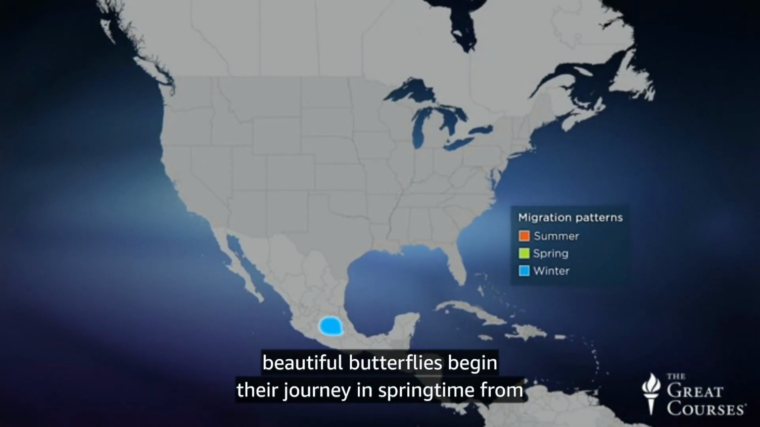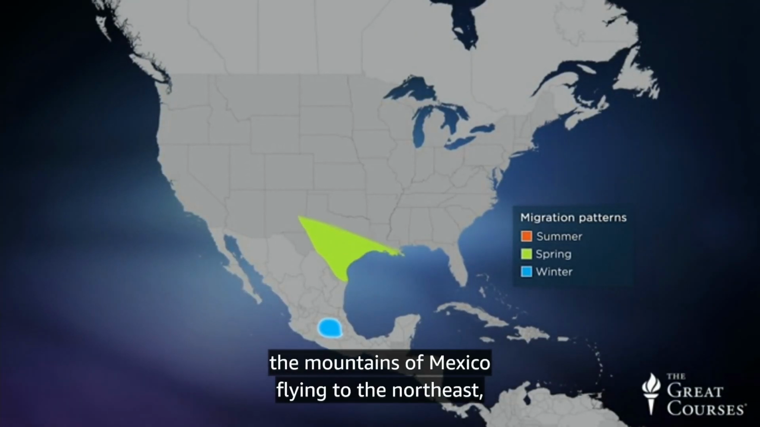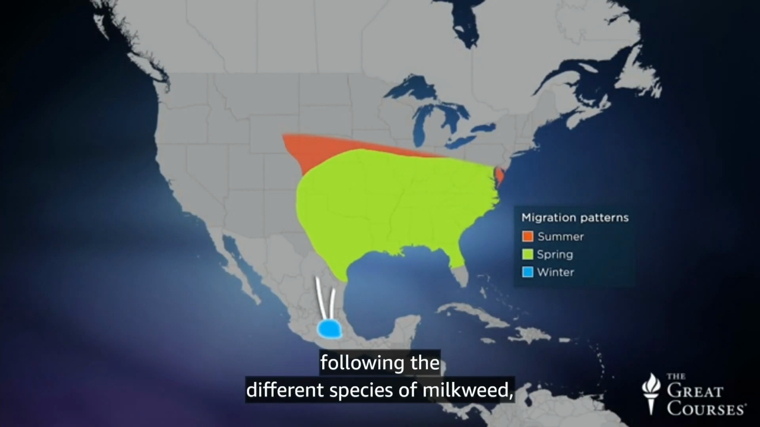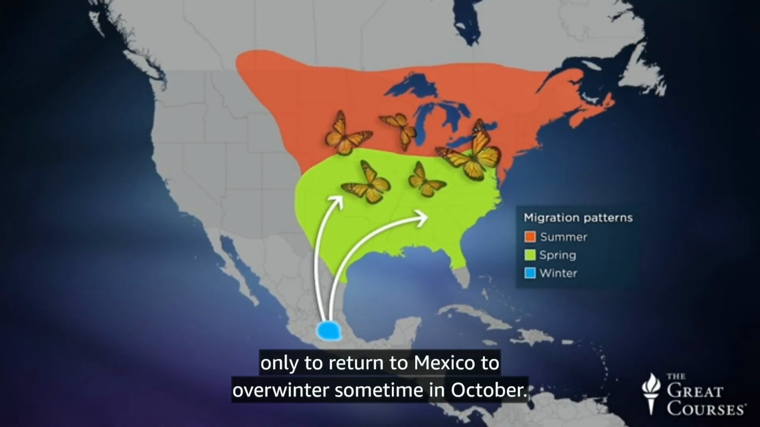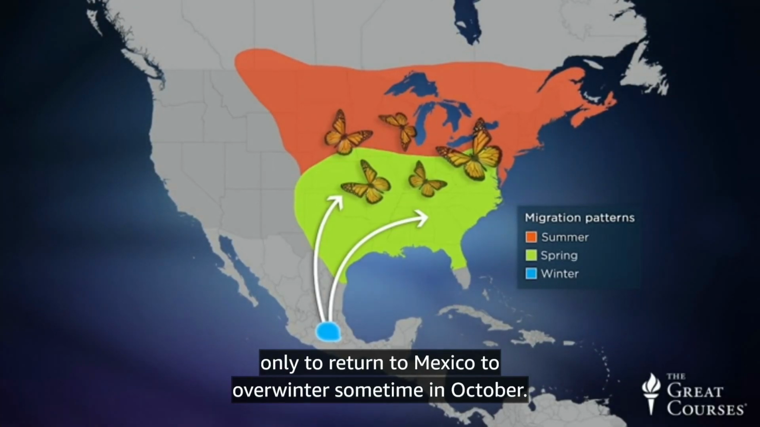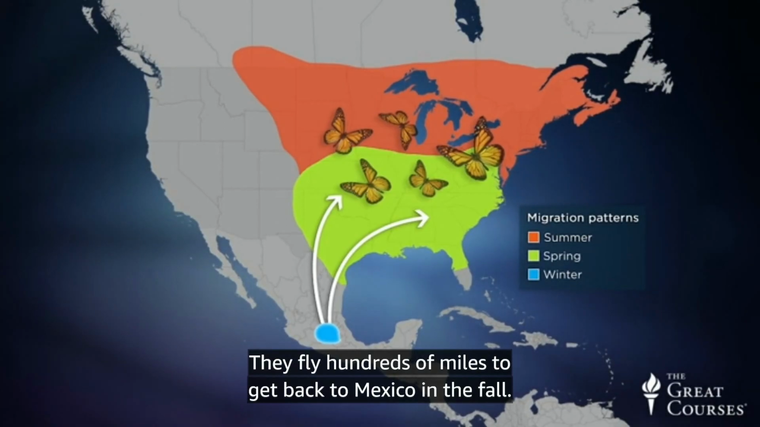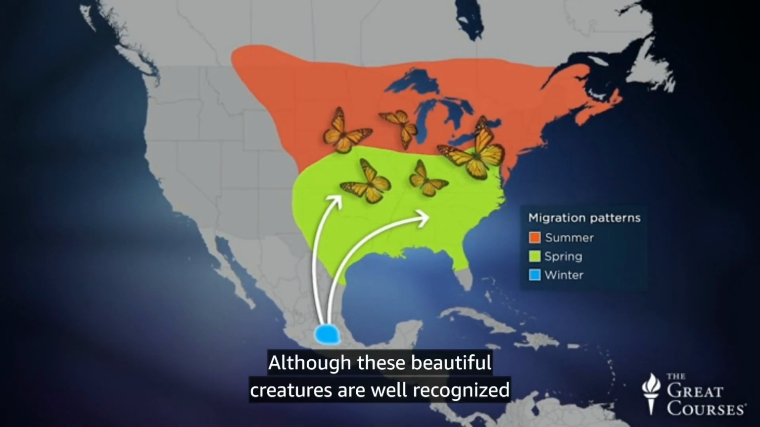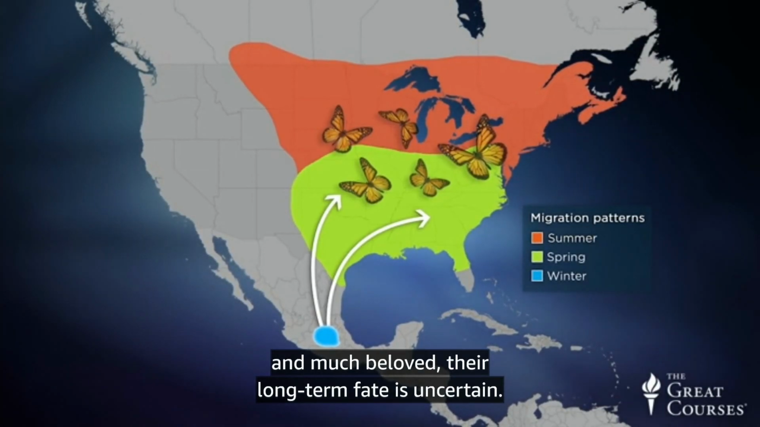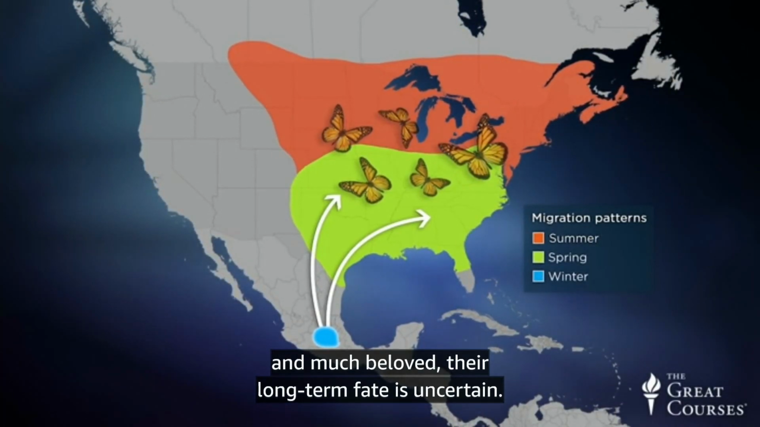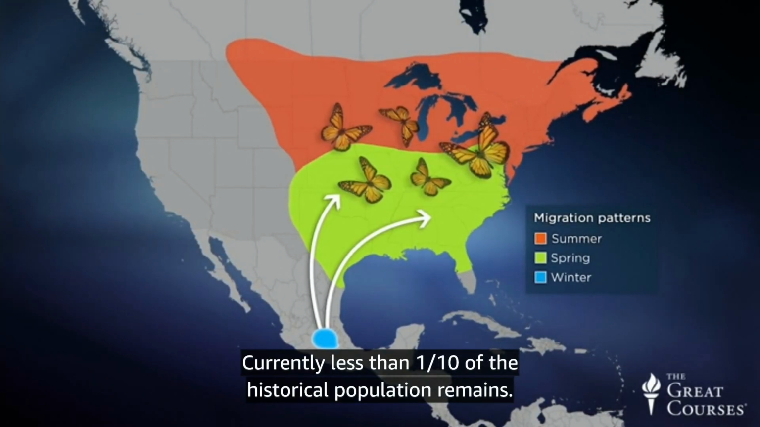These beautiful butterflies begin their journey in springtime from the mountains of Mexico, flying to the northeast, following the different species of milkweed, only to return to Mexico to overwinter sometime in October. They fly hundreds of miles to get back to Mexico in the fall. Although these beautiful creatures are well recognized and much beloved, their long-term fate is uncertain. Currently, less than 1/10 of the historical population remains.